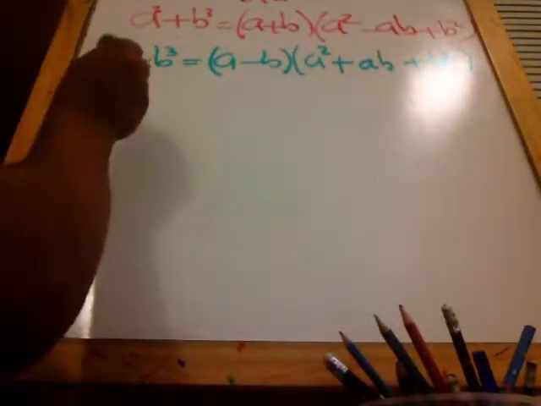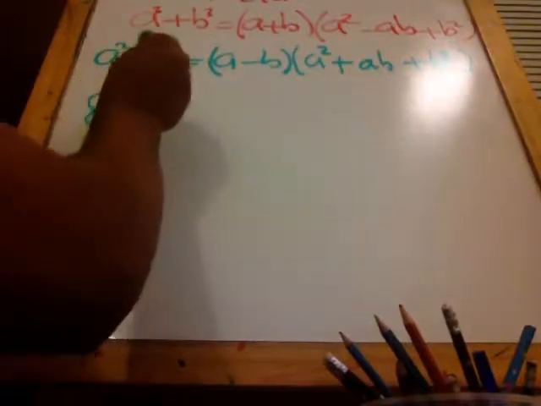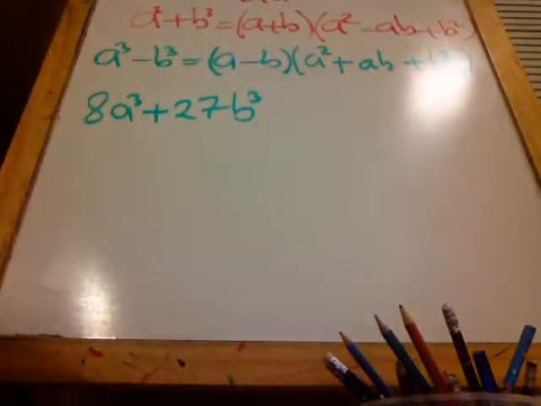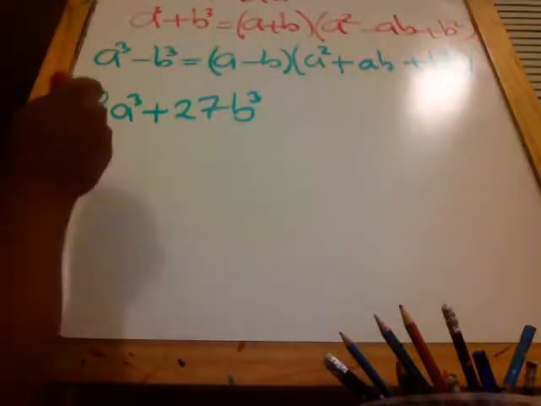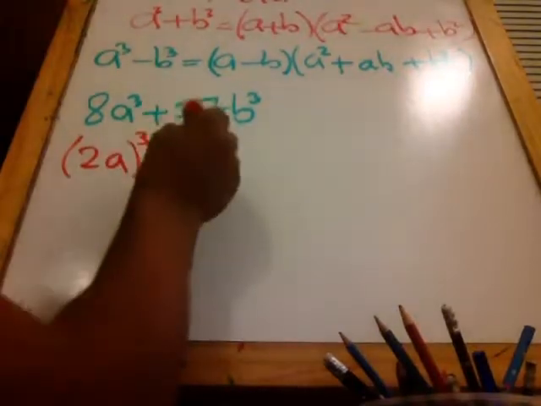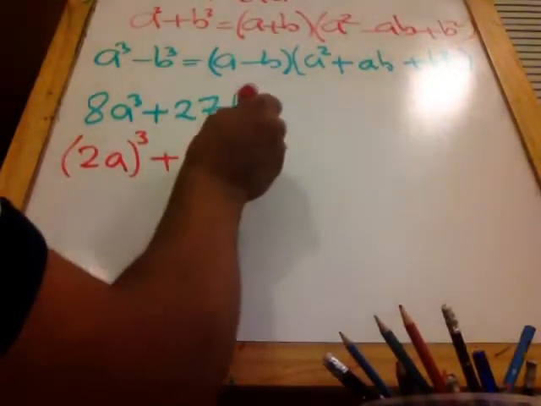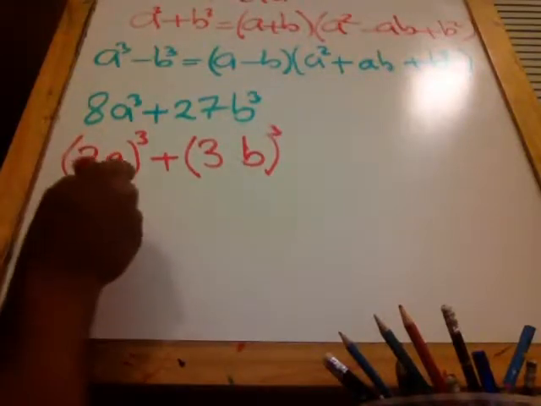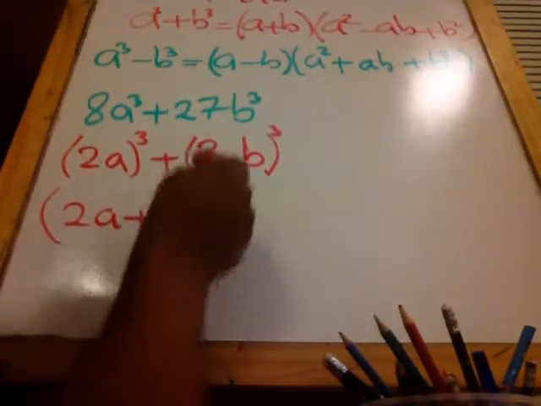Let me take an example. We have 8a cubed plus 27b cubed. This can be written as 2a cubed, this is a perfect cube, and this is again 3b cubed. Okay. Now you can write 2a plus 3b without any cubes.